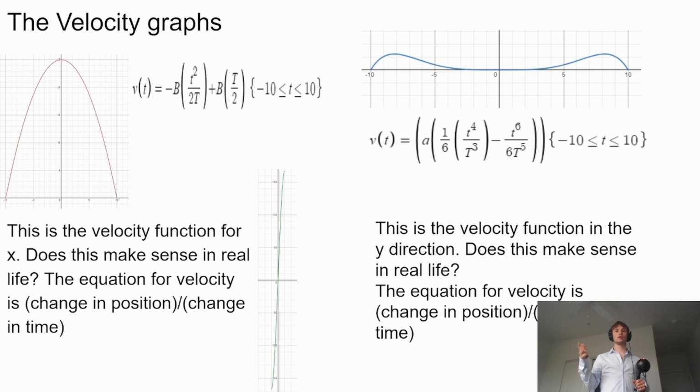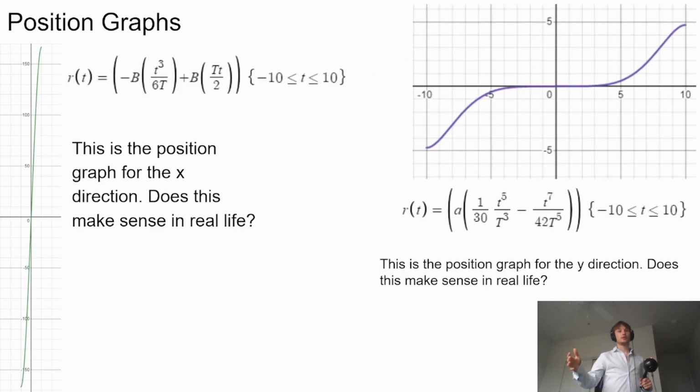We also see this for the velocity function in the y direction. We know that it equals change in position over change in time, which is exactly what we see here. And then for position, it just makes sense, right? In real life, it makes sense that we're always moving in the x direction. And for the y direction, it makes sense that we're always going positive and we don't go below where we started, right? Maybe we could if there's a valley or something, but in most cases, if it's flat ground or near flat ground, you're not going to go super far into the earth.